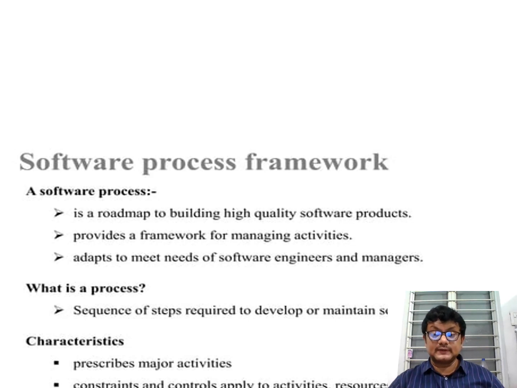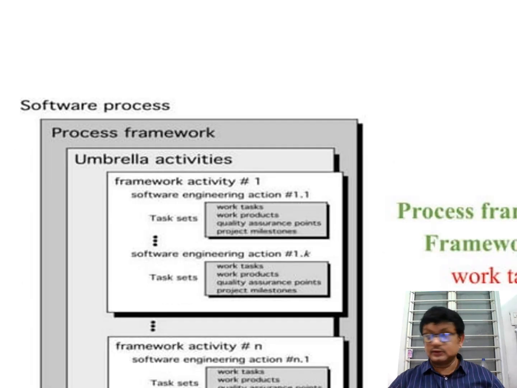It adapts to meet the needs of software engineers and managers. What is a process? A sequence of steps required to develop or maintain software. Characteristics: it prescribes major activities, and constraints and controls are applied to the activities. Here we are going to see the software process as a process framework, that is, umbrella activities, framework activity number 1, through framework activity number n.